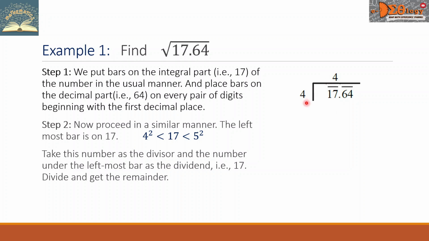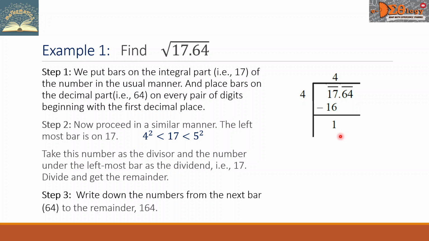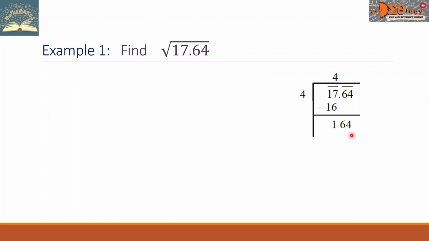We multiply 4 by 4, we will get 16. When we subtract, the difference is 1. Step 3, we write down the numbers from the next bar to the remainder. The new dividend becomes 164. Then step 4, we vertically copy the decimal point to the quotient. The decimal point is here, so we copy this point on top.